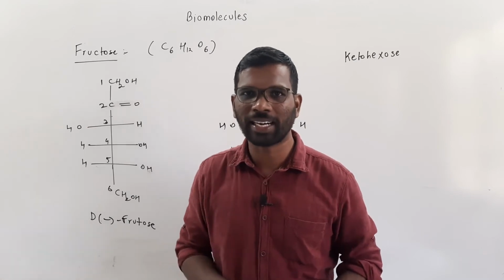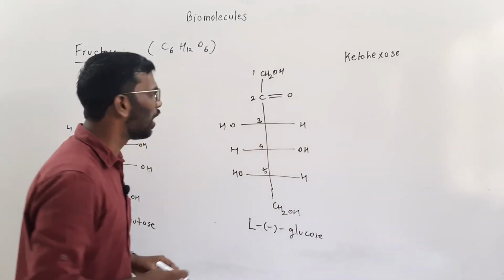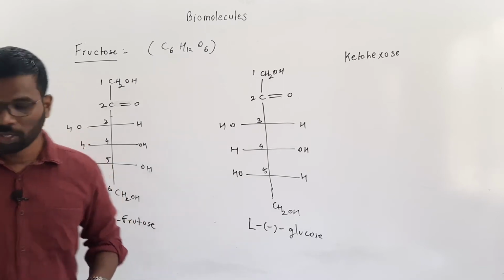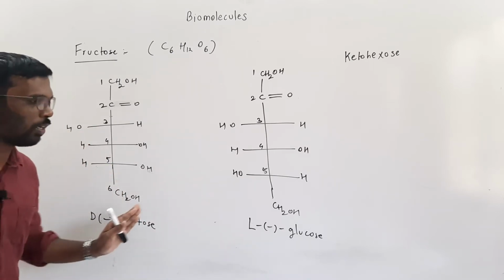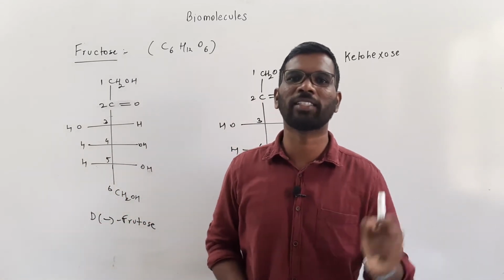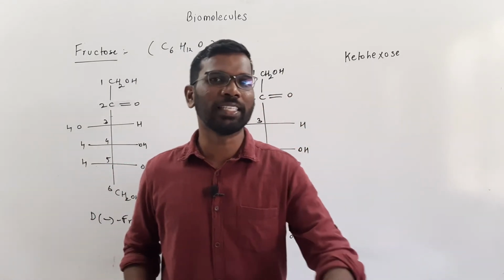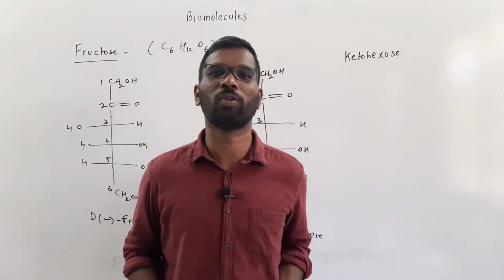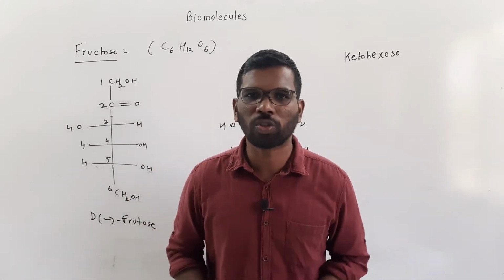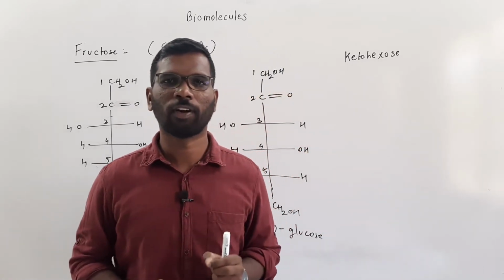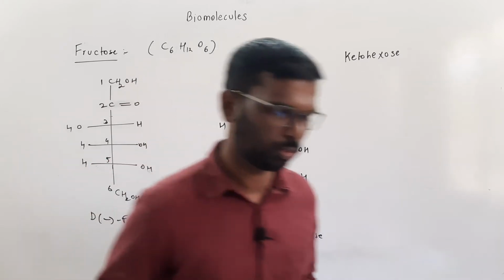Now let us understand the cyclic structure, how the cyclic structure of fructose is going to look. I will take the example of D-glucose, and for D-glucose we are going to write a cyclic structure. Like for glucose we were getting alpha-D-glucose and beta-D-glucose, here also we are going to get alpha-D-fructose and beta-D-fructose.